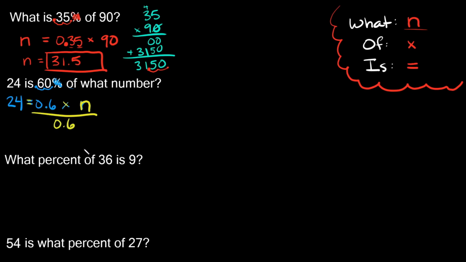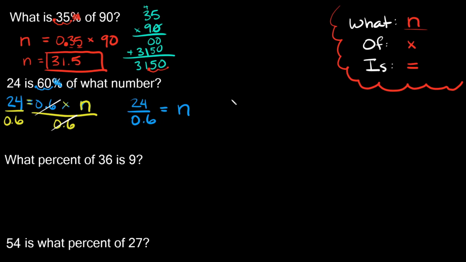But if you remember, whatever you do to one side of an equation, you have to do to the other, right? So I need to divide by 0.6 on this side also. Okay, so now let me simplify some things. This 0.6 on top and on the bottom are going to cancel out. So I'm just going to be left with n on this side of the equation. And then that's going to be equal to 24 divided by 0.6. Okay, so in order to solve my problem, all I need to do is solve this little division problem right here.